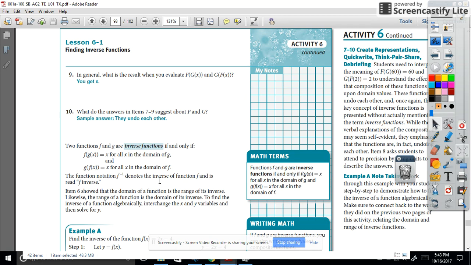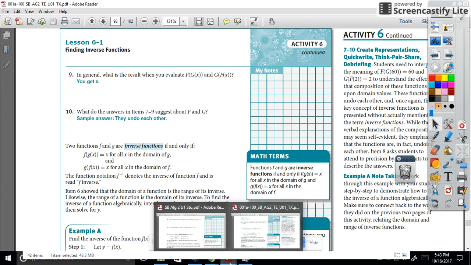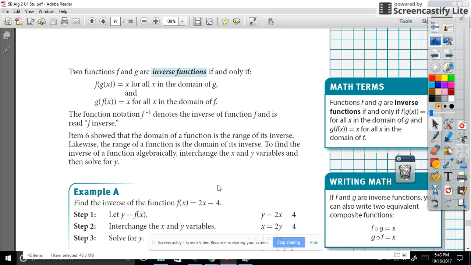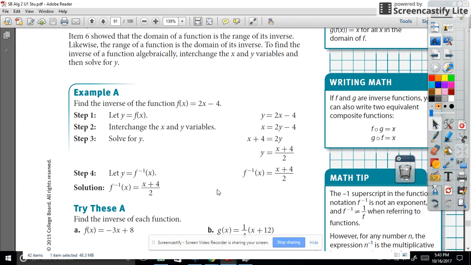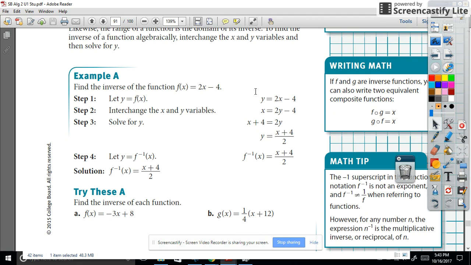Okay, so now I'm going to switch back to the student's edition, and they are showing you what you're going to do. The first thing you're going to do, when you have a function that you're trying to find the inverse of, is rewrite it so that you put the y in the place of the f of x. And the reason that you do that is because the second thing you do is you switch the places of x's and y's.